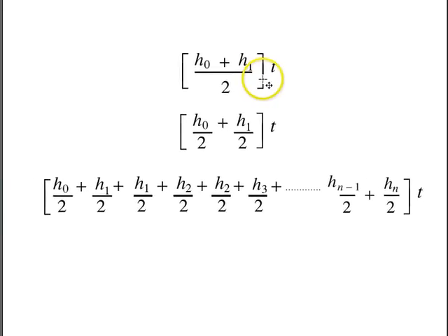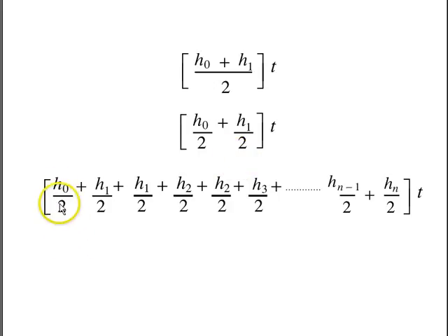Okay, so if we look at that in equation form, this top equation here, h0 plus h1 divided by 2 multiplied by t, will give us the area of that first trapezium. Now we could of course multiply that out a little to show that we could also have written that as h0 divided by 2 plus h1 divided by 2, again multiplied by t. Now if we did that for each of the trapeziums, then we would have a whole sequence of values as shown in the equation at the bottom here.